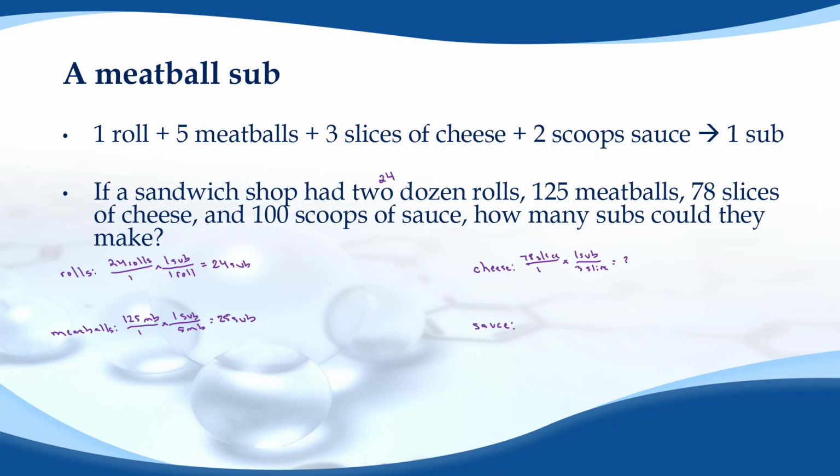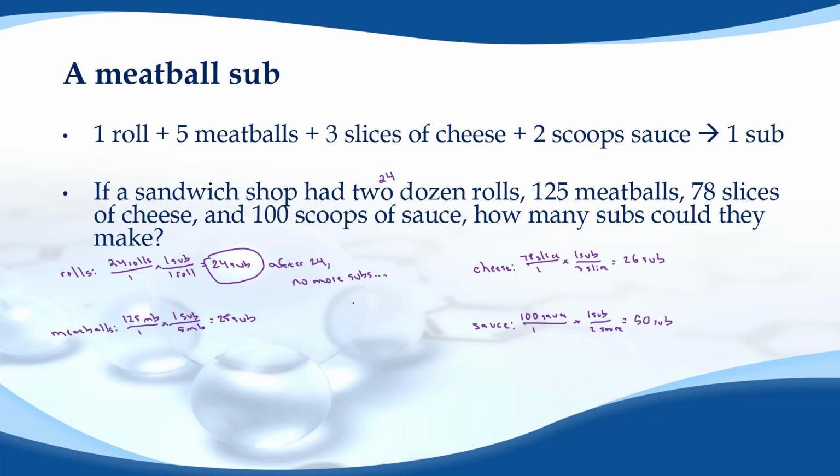So based on this, what it seems like is as soon as I've made 24 sandwiches, I'm out of bread and my sandwich making has to stop. Right? I'm going to have a little bit of meatball left over. I'm going to have 5 meatballs left over. I'm going to have 6 slices of cheese left, and I'm going to have 50 scoops of sauce left over from what I started with. But that is the idea behind limiting a reactant. The rolls ran out first, and when I run out of rolls, I have to stop production because I can't make any more. Right? So that's what limiting a reactant is.